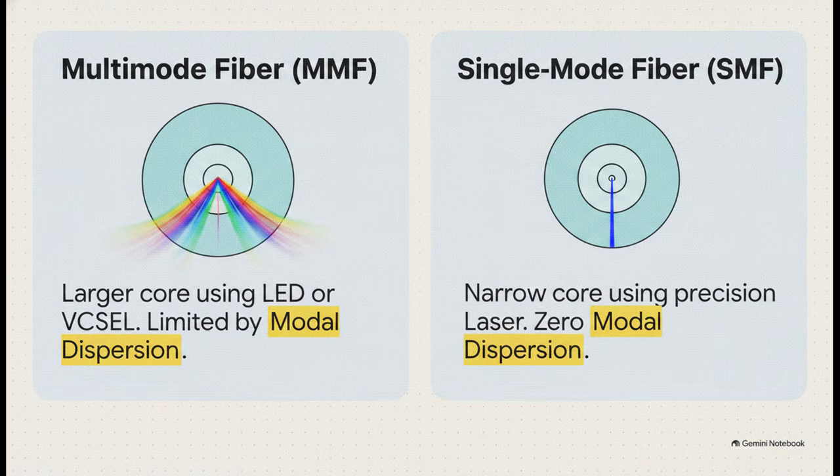Now, contrast that with the right side, single-mode fiber, or SMF. This acts as a tiny, highly precise pipe. Its core is incredibly narrow, just 8.3 to 10 microns, so it requires a highly focused, and definitely more expensive, precision laser to inject light into it.